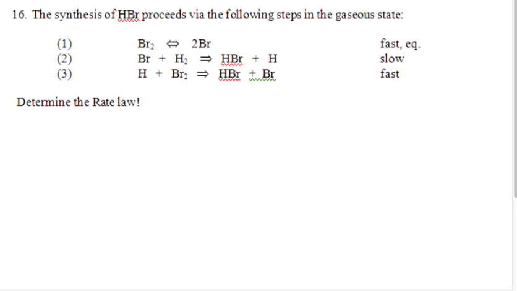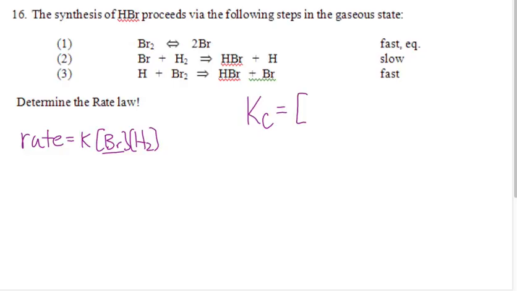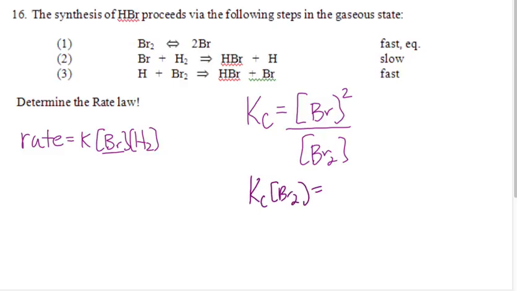So our slow step then, we write the rate law. Rate is equal to K times Br times H2. If you look at our two reactants, notice that Br is going to be your intermediate. So this is the culprit, needs to be replaced. So we write a Kc for the equilibrium step, which is going to be prior to the slow step. So we get Br squared divided by Br2. If we cross multiply, we get Kc times Br2 is equal to Br squared.